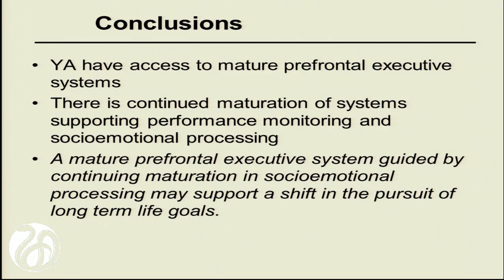I think every stage of development is not an impaired adult stage. It is an optimal stage that is very adapted to what is needed during that lifetime. So I speculate and I propose that a mature prefrontal executive system, guided by continued maturation in social emotional processing, may support a shift in the pursuit of long-term life goals. I talk to my kids, 20 and 22. They're really starting to think about this in a way that they never had before. What am I really going to be when I grow up? And I think that the brain supports that aspect of you.